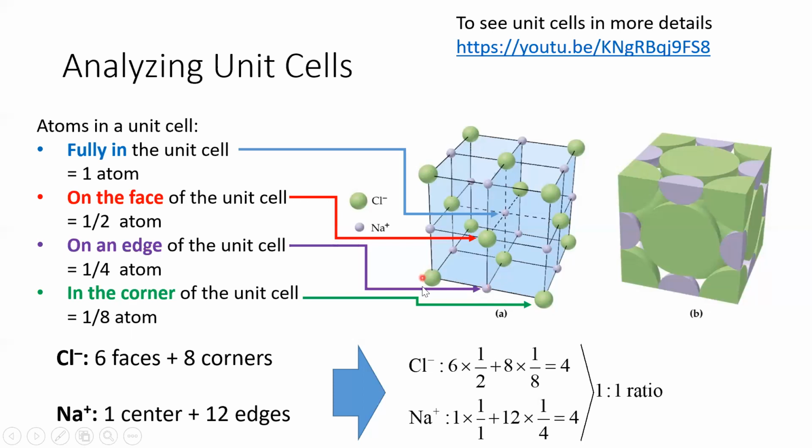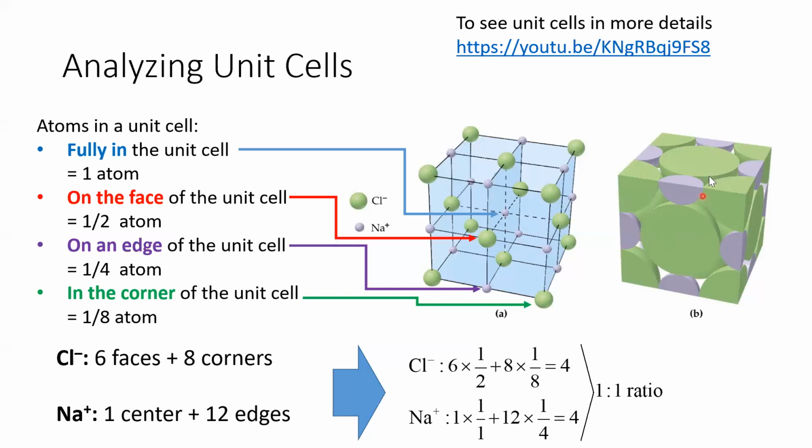If we were to look at the corners, the corners actually get cut into 1/8. So this unit cell only has 1/8 of this chloride ion. The other 7/8 would go with the unit cells that are adjacent to the unit cell of interest. So if we were to look at it in this case here, way inside here, we have a sodium ion that would be counted as 1.